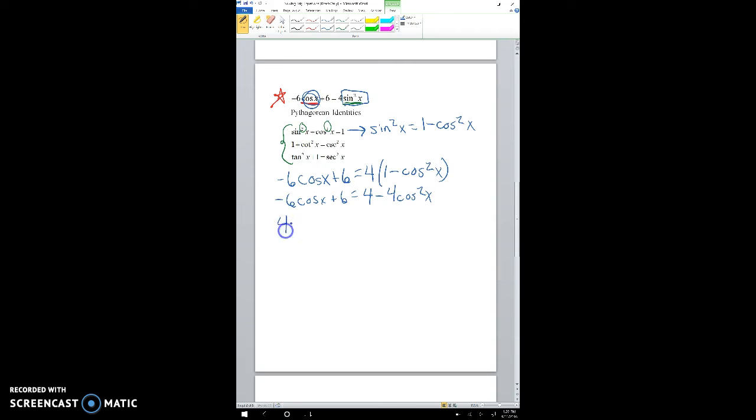So you get 4 cosine squared x minus 6 cosine x, and then plus 2 equals 0. You can factor this. First, you can divide each term by 2. 2 cosine squared x minus 3 cosine x plus 1 equals 0. Again, if you need to, you can let b equal cosine x, in which case the equation becomes 2b squared minus 3b plus 1.